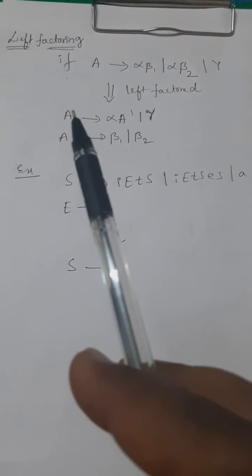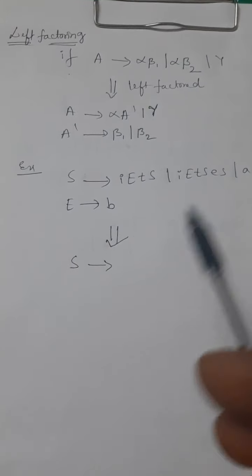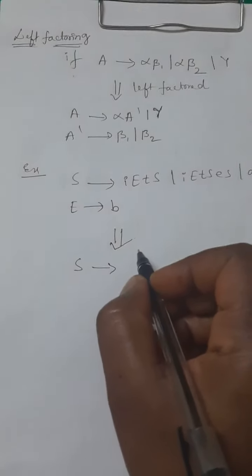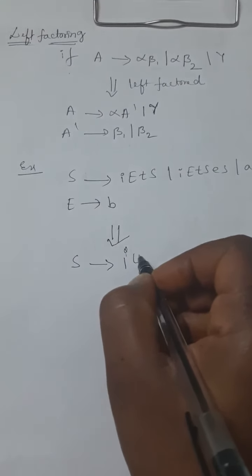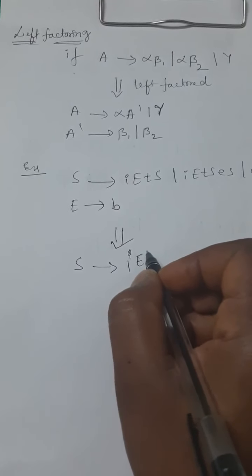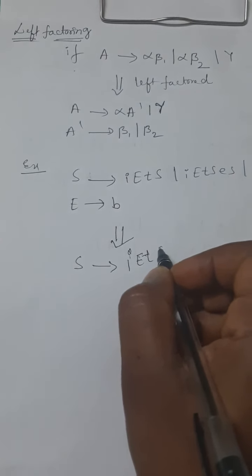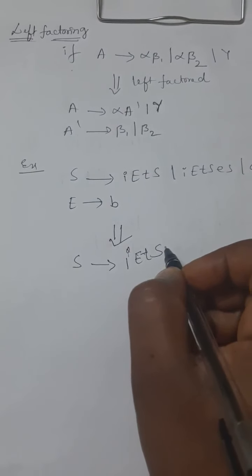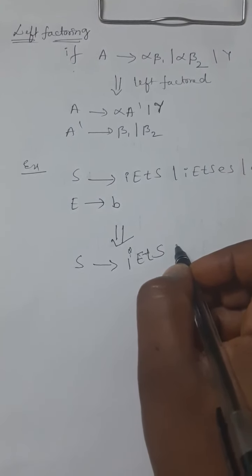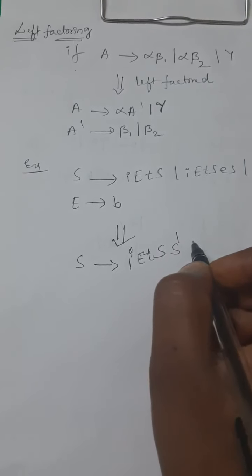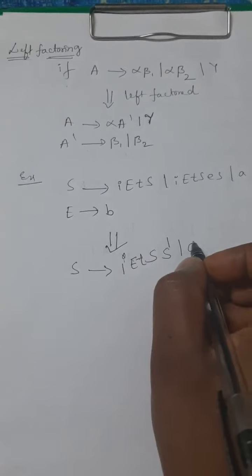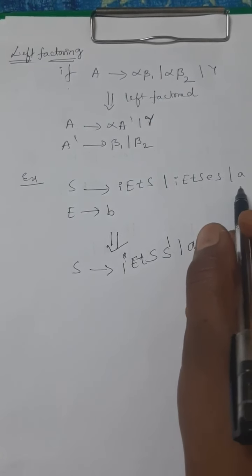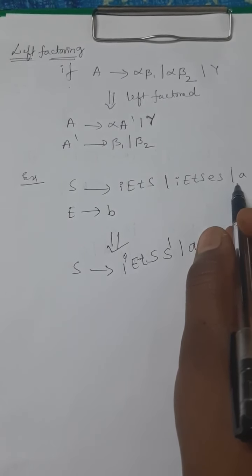So what should I write? I am going to write S as it is. S produces the common thing, that is I, E, T, S, and along with this I am going to introduce a new grammar symbol, S dash. And A I am going to write as it is, because it doesn't have any common prefix.